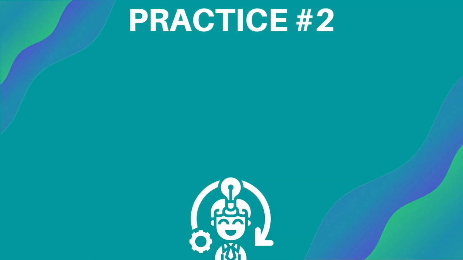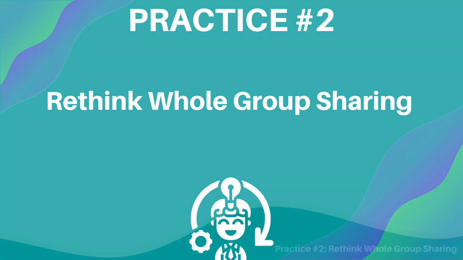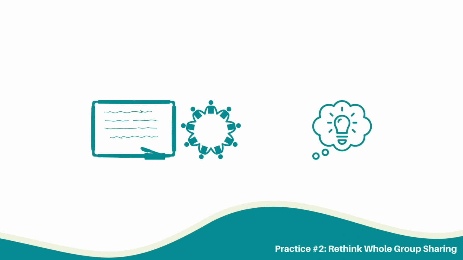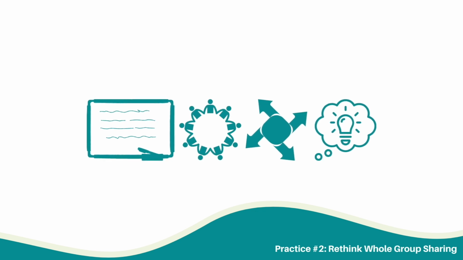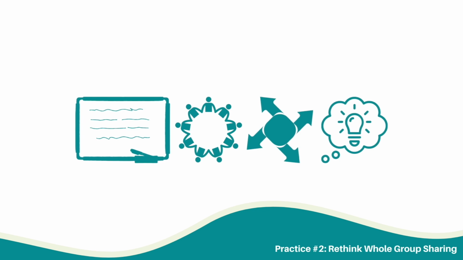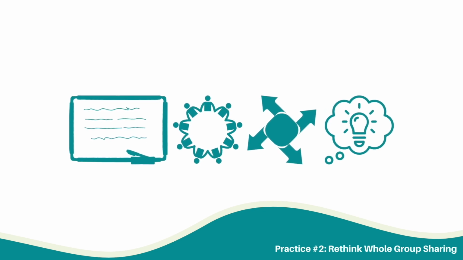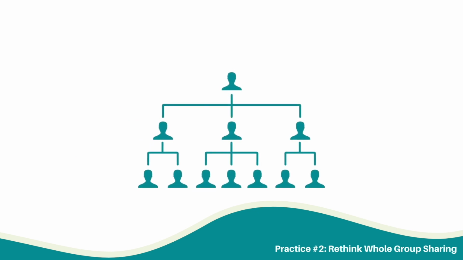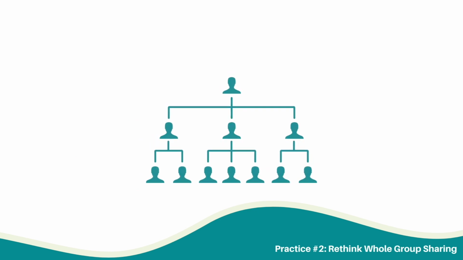Practice number 2. Rethink whole group sharing. Community circles, Congress, Think, Pair, Share, and Four Corners are some common strategies that we use to support student conversations and sharing ideas with the whole group. We mustn't forget that there are power dynamics that exist among students, which impacts who speaks and who stays silent.